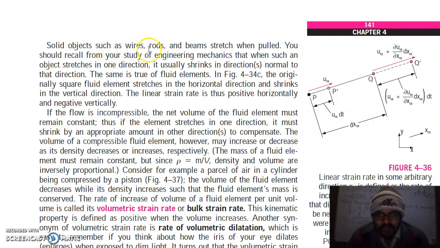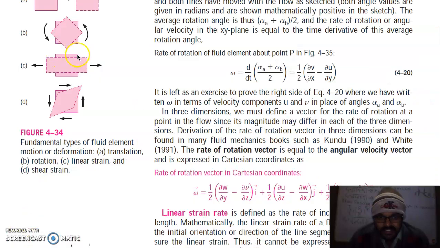Solid objects such as wires, rods and beams are stretched when pulled. You should recall from your study of engineering mechanics that when such an object is stretched in one direction, it usually shrinks in the direction normal to that direction. The same is true for fluid elements. The originally square fluid element stretches in the horizontal direction and shrinks in the vertical direction. You can see this element.